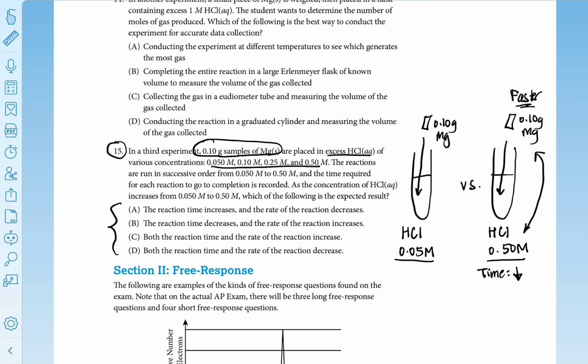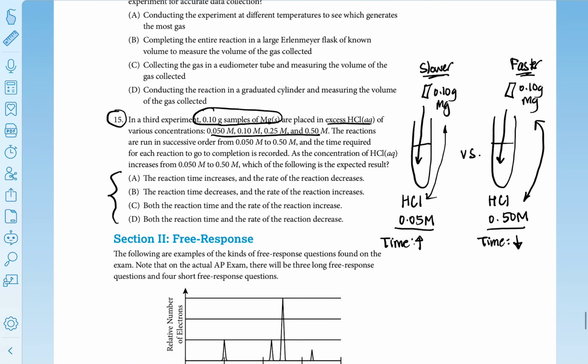The least concentrated HCl is going to be the slowest because you don't have as many HCl molecules because of the low concentration. So again, there's going to be less collisions between HCl and Mg over here. So because this is a slow reaction, the time it takes for this to occur is going to be a big number. This is going to take more time, and so time will be a bigger number. Okay, so that's the time component.